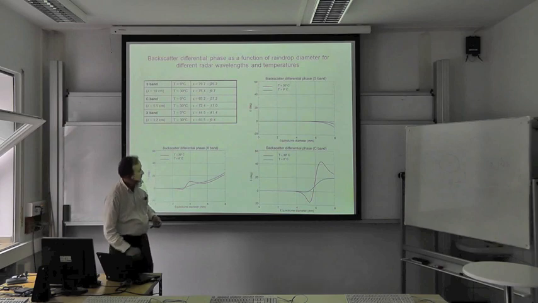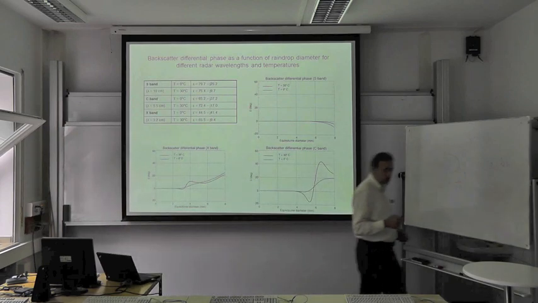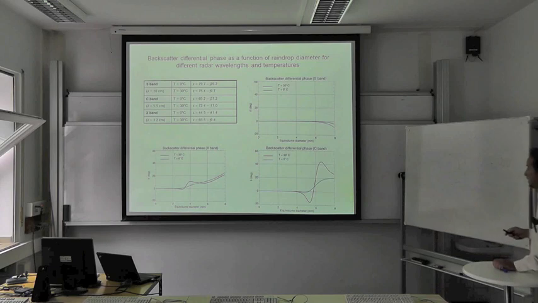These plots show the magnitude dependence of backscatter differential phase at three different wavelengths and for two different temperatures. You see that at S band it is almost negligible; only for very, very large raindrops can delta be meaningfully different from zero. However, it can be quite substantial for C band, depending on temperature, and quite substantial for X band.